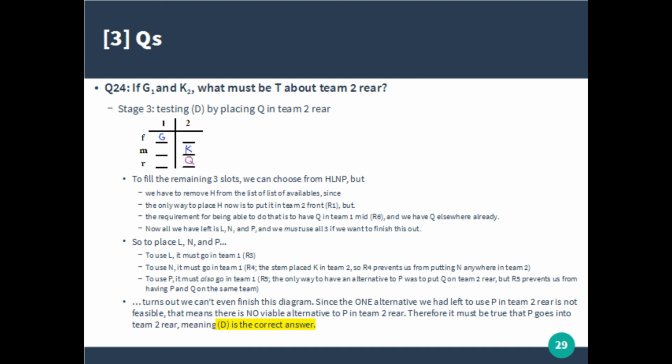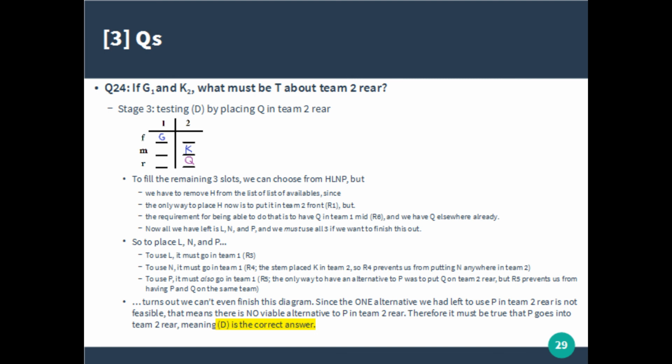So that is what we are getting. G on Team 1 in the front spot, K on Team 2 in the middle spot, and those G and K are placed by the question itself. And Q is now our chosen alternative that we are trying to see. If we can get away with putting Q there, then we know that we can eliminate D.